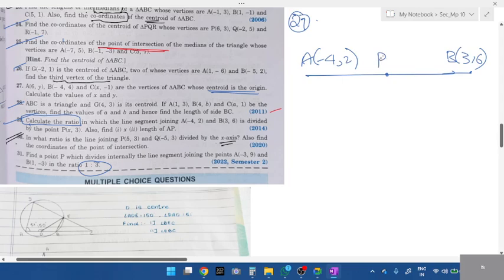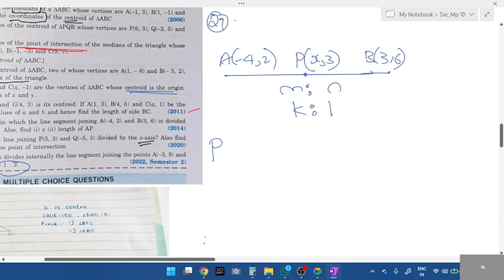So let me take P, and what is the coordinate of P given? X comma 3. Now, M is to N is not given. When M is to N is not given, what do you take M is to N as? K is to 1. Then tell me the formula. There's only one formula for this, the section formula. P into X comma 3 is equal to, all of you respond to this.